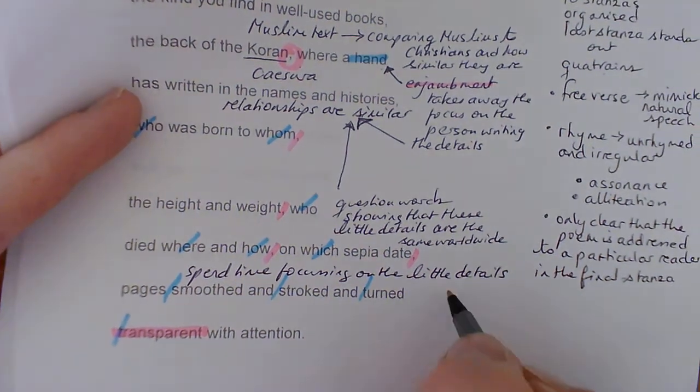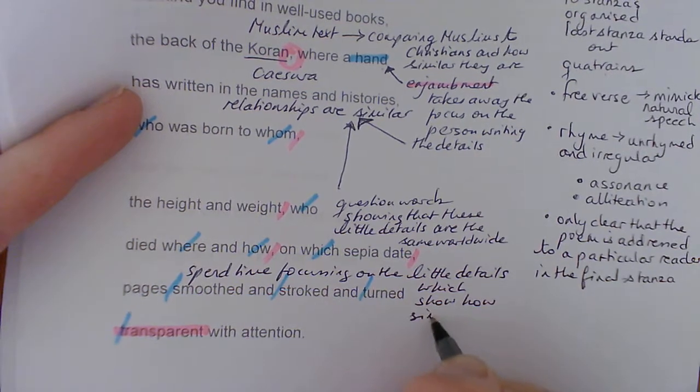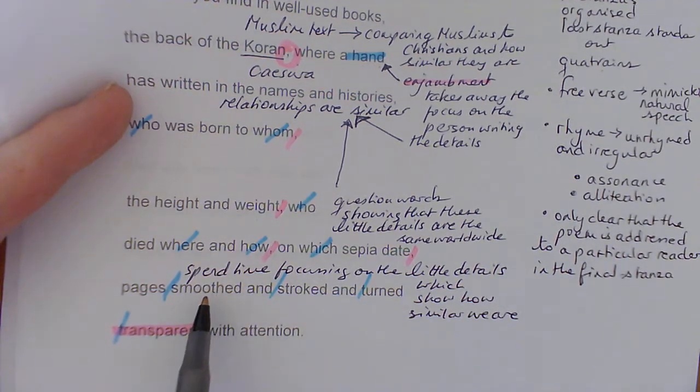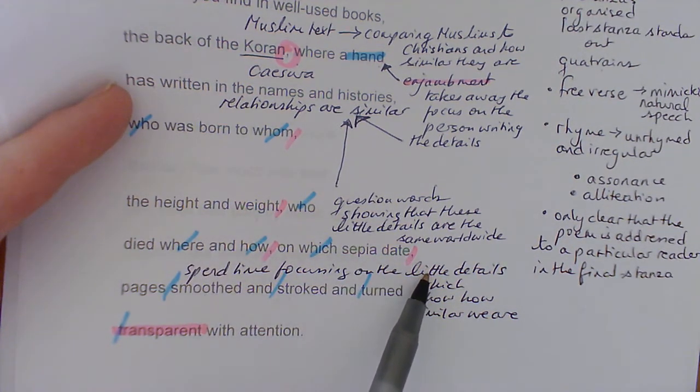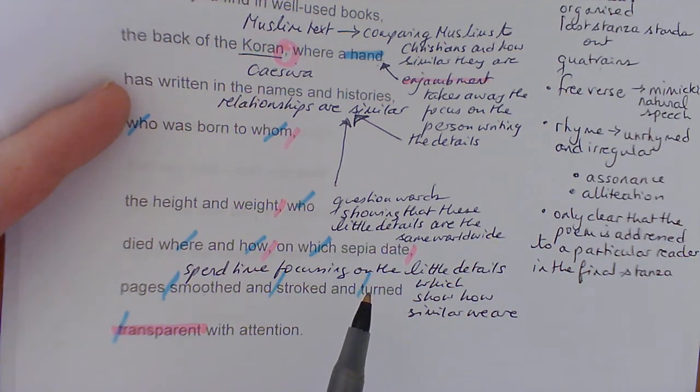Okay, but actually it's the little details which show how similar we are. Now that probably says, Miss, how on earth did you see that? And I can't see it. When we spend time focusing on the height and weight of babies, it's a little detail. And it's all these little details across the countries where everybody's doing the same thing that show how similar everybody really is, irrelevant of color, culture, origin.